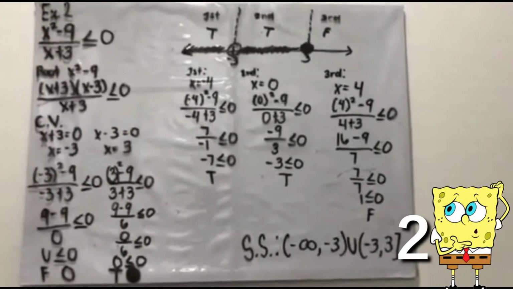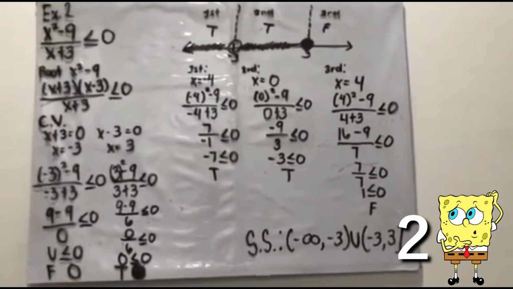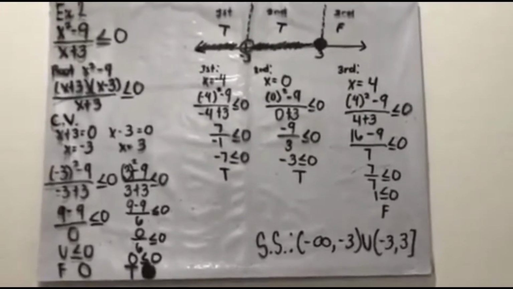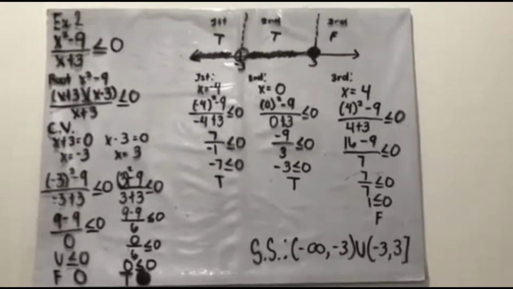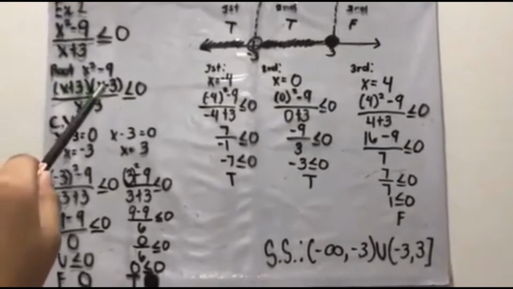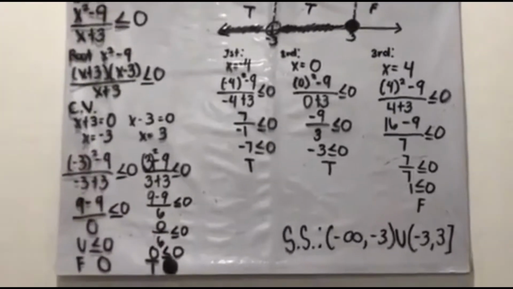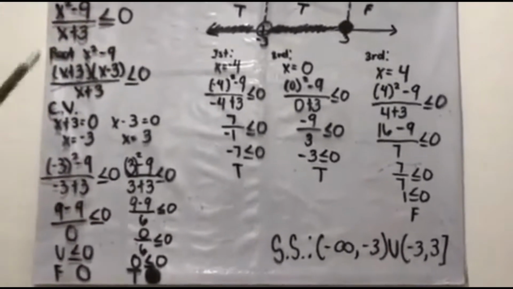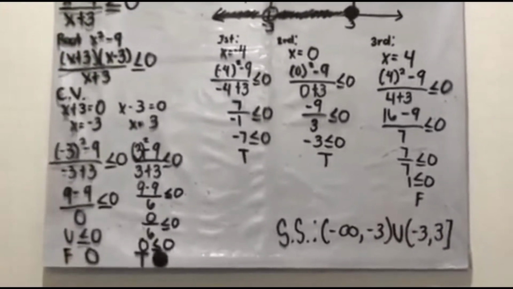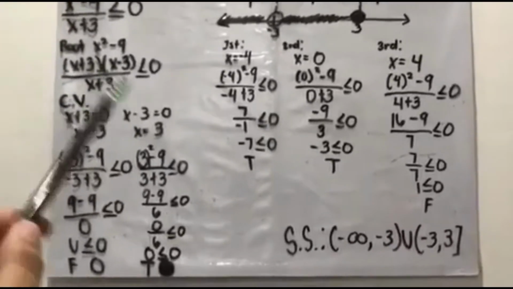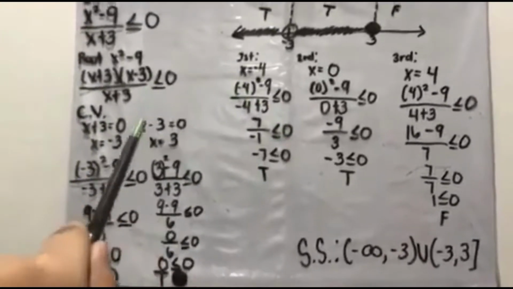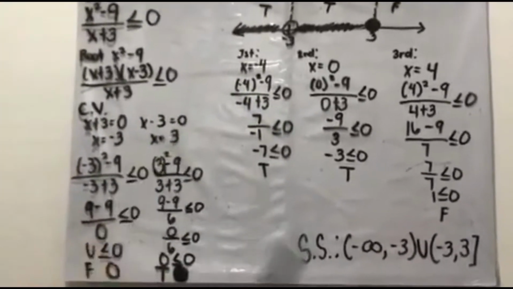So, our second example is x squared minus 9 over x plus 3 is less than or equals to 0. So, para makuha natin yung critical values, kailangan muna natin ma-factor yung x squared minus 9. Ito yung factor niya. So, x plus 3 times x minus 3. So, pwede natin makuha yung critical values. Dahil pareho naman yung x plus 3, pwedeng isa na lang yung critical values natin na x plus 3. So, x plus 3 equals 0, x is equals to negative 3. While x minus 3 equals 0, x is equals to positive 3.